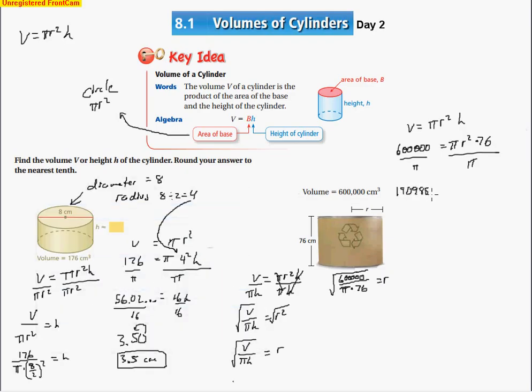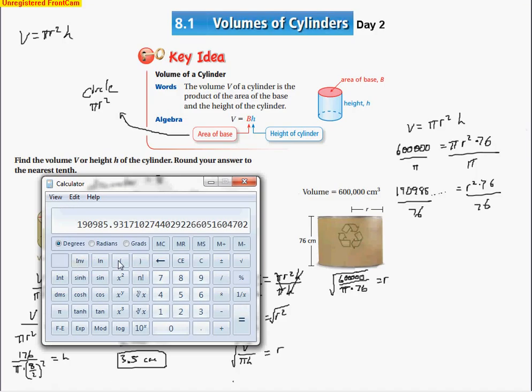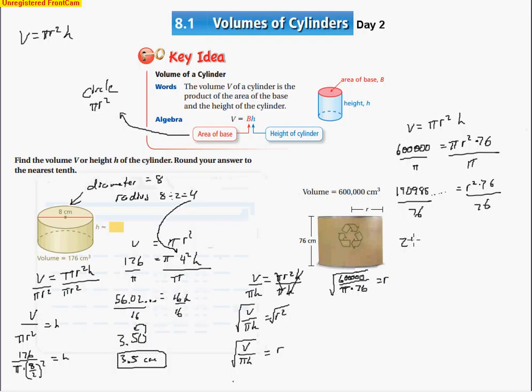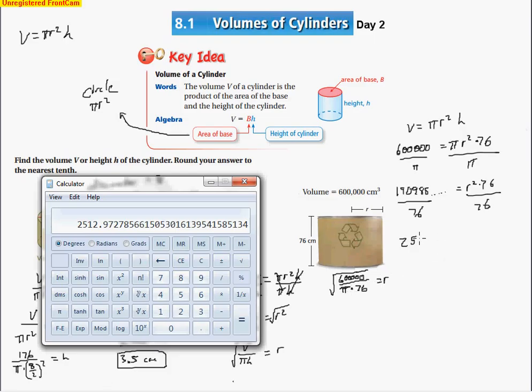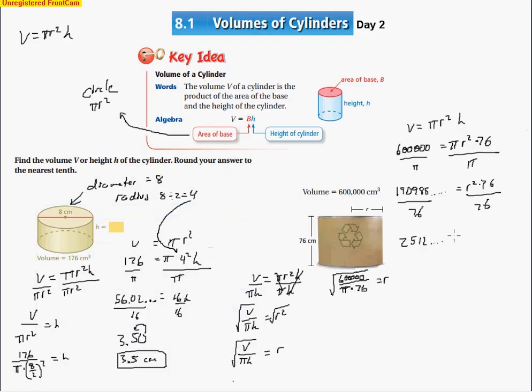190985. Now the number did go on forever, so I'll just draw some dots there, right? R squared times 76. Now I'll divide by 76, and let's see what we get. Divided by 76 gives me 0.25, and let's see what the rest of that number was, 12, and then it kept on going, equals r squared. So now I take the square root.